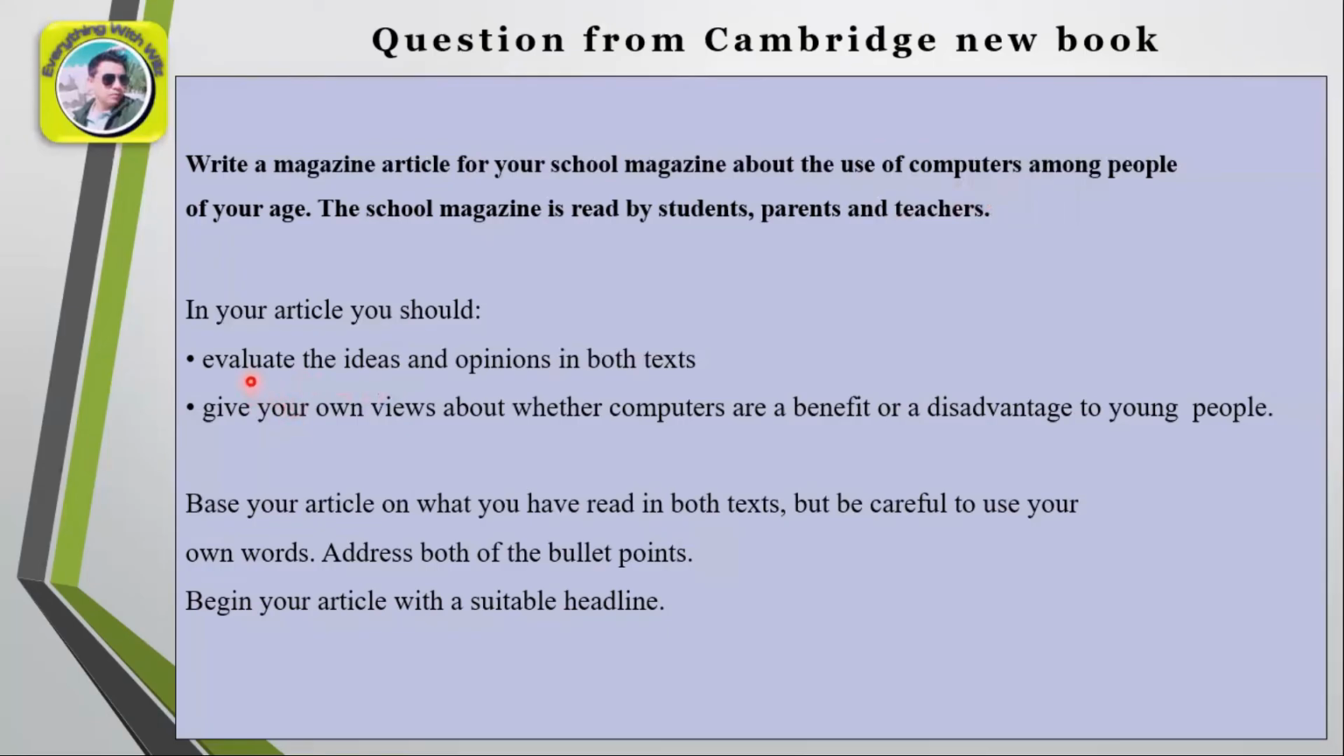Here you can see two bullets. The first bullet always asks you to evaluate the ideas and opinions in both texts that you have read, if there are two texts. The second bullet always asks you to give your opinion and views about whatever you have read in both texts. Then here you will find some instructions: first, read text A and text B, underline all the advantages and disadvantages of using computers by young people, and then decide which side you want to favor and support.